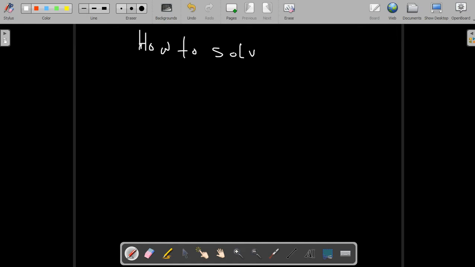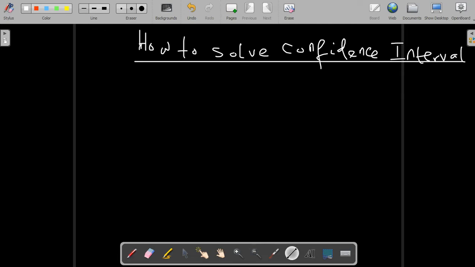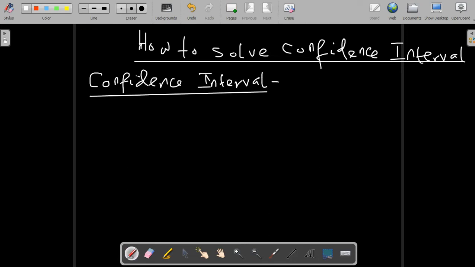Today we are going to look at how we solve confidence intervals. From the beginning, we are going to look at what a confidence interval is. A confidence interval is a statistical analysis that shows the probability that a parameter will fall between a pair of values around the mean. So it is the way we use a sample to estimate unknown population values.